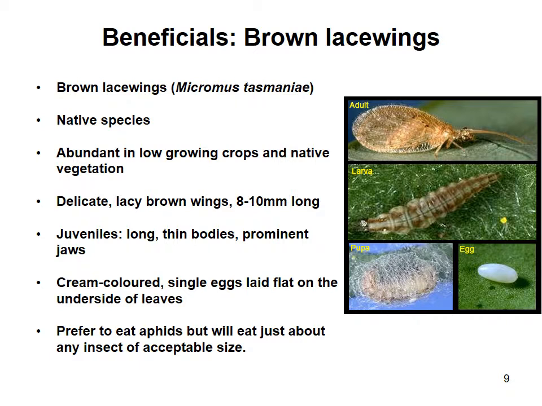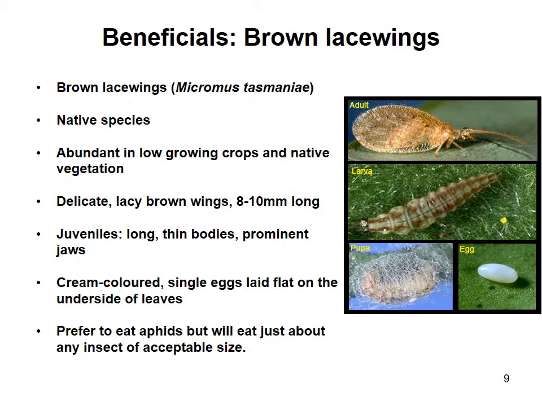The juveniles, also pictured here, have long, thin bodies and prominent jaws. The cream-coloured single eggs are laid flat on the underside of leaves. Brown lacewings prefer to eat aphids, but they will eat just about any insect of an acceptable size. The larvae are the main predators, but adults will also eat insects, especially insect eggs.